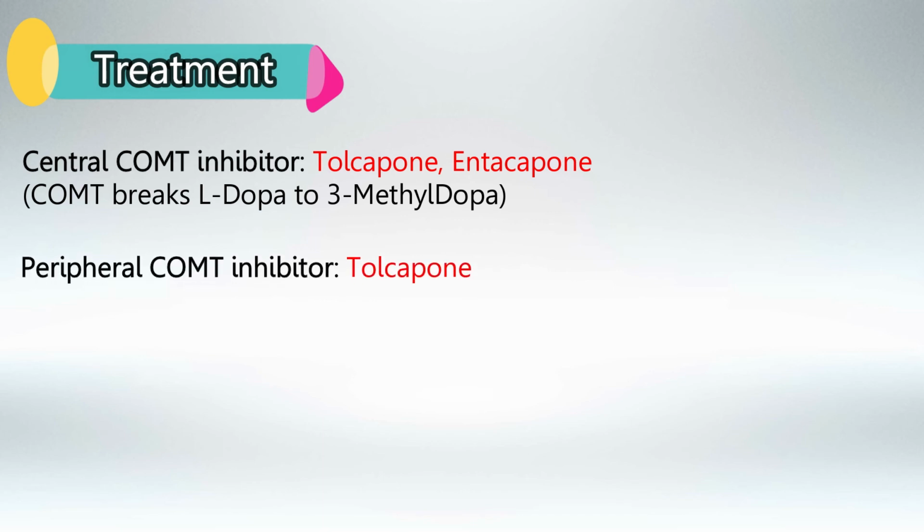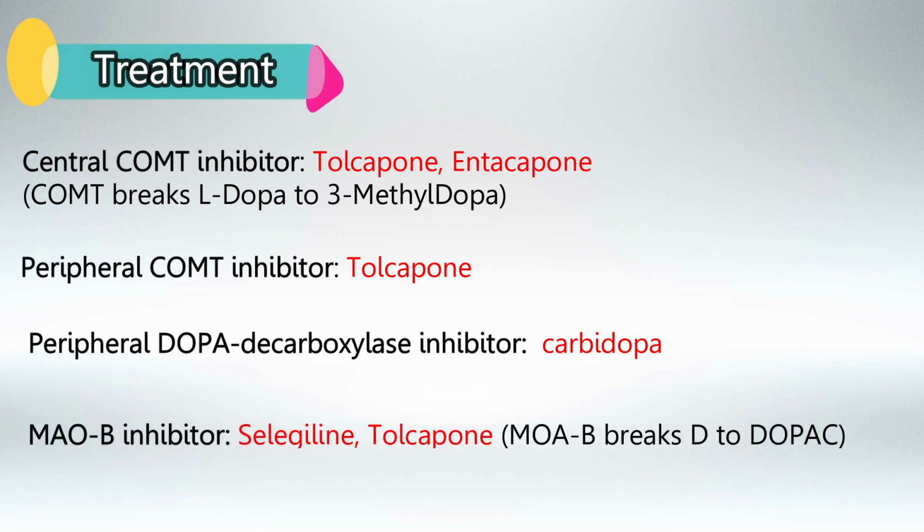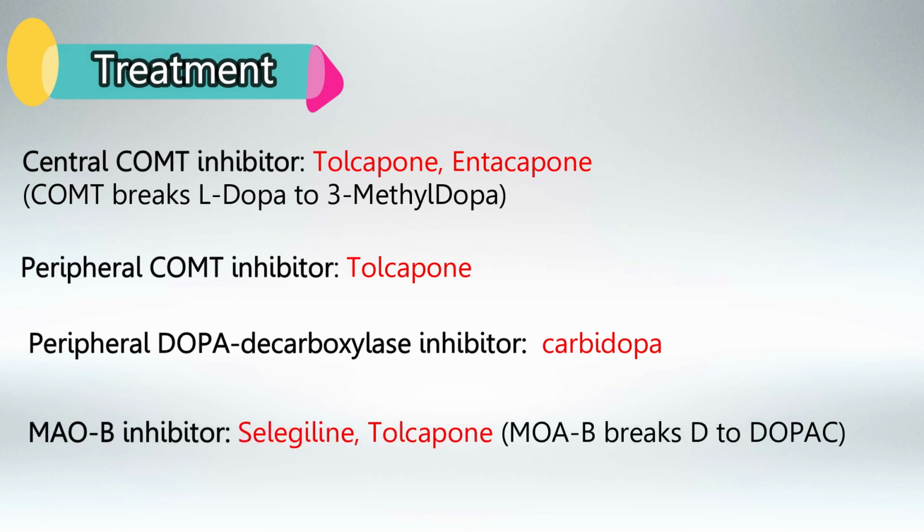COMT enzyme, which breaks dopamine, is also present in tissues, so we also inhibit peripheral COMT enzyme using entacapone. We can also inhibit peripheral degradation of dopamine using carbidopa. And another enzyme that would break dopamine is monoamine oxidase B. So we can inhibit it to increase dopamine using selegiline.